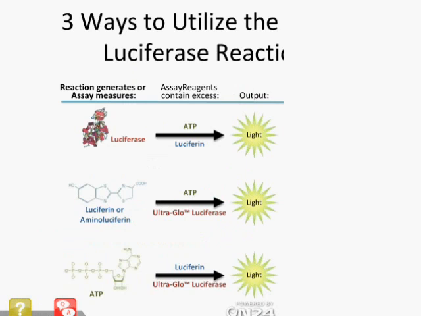So now I'll speak a little bit about our assays. As mentioned previously, the light from our reaction is proportional to the concentration of any of the components that are in that reaction. And we take advantage of this by developing different assays that can measure each one of these components individually. Shown here on the screen, you'll see 3 examples of ways that we use this luminescent reaction.